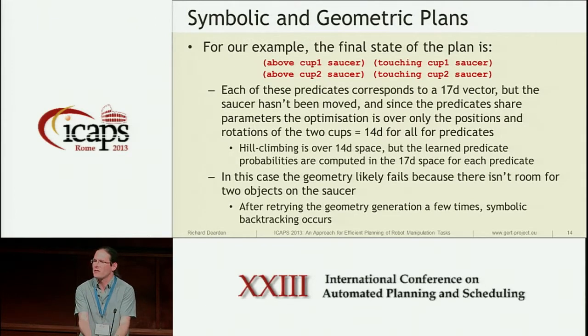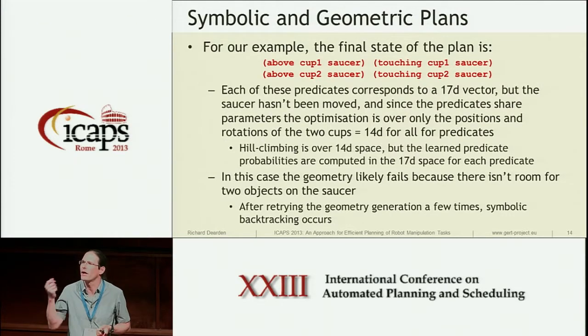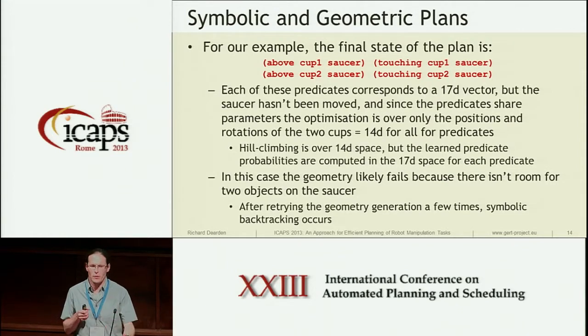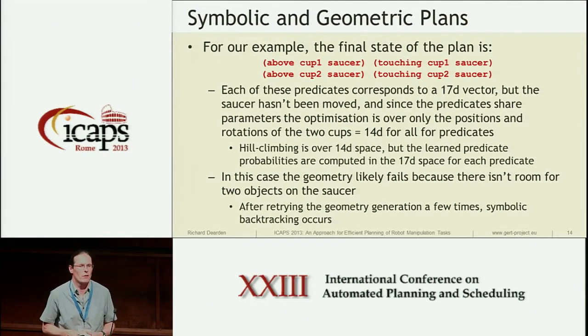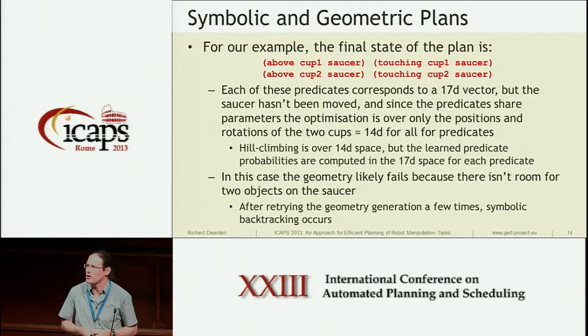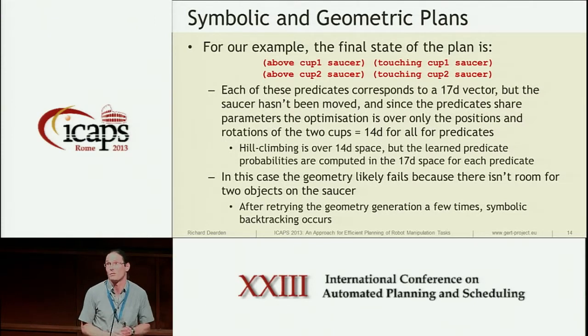But actually, the saucer hasn't been moved, so its position is fixed. And the predicates share lots of other arguments. So in fact, the optimization or the hill climbing only has to be done in the space of positions and rotations of the 2 cups, which are the only things that have been moved to this point in the plan. So even though in theory there's 70-odd dimensions in this problem, 68 in fact, there's only 14 dimensions we care about because all the other ones are fixed by the fact that we haven't moved those objects in the plan. So we only have to do our hill climbing in this 14-dimensional space, which makes life much, much easier.